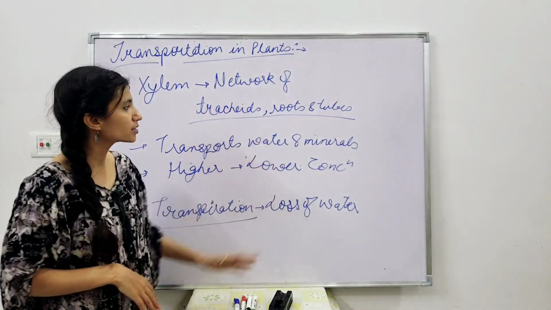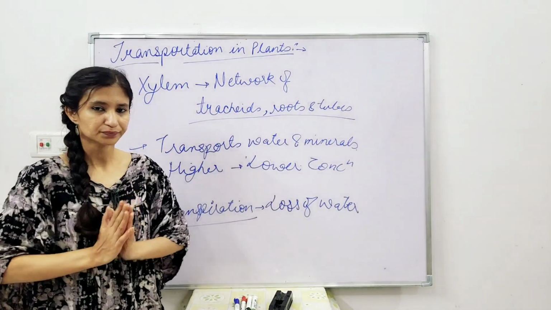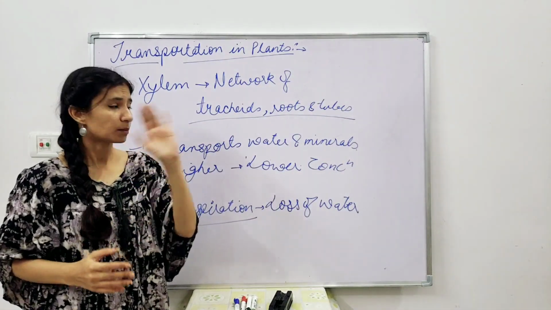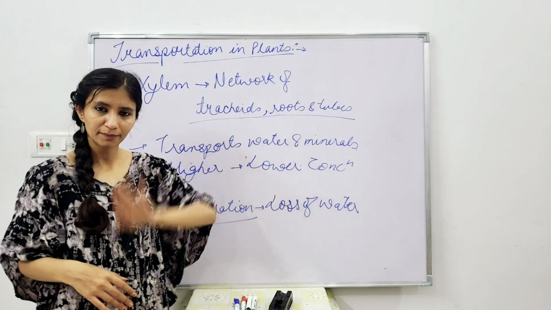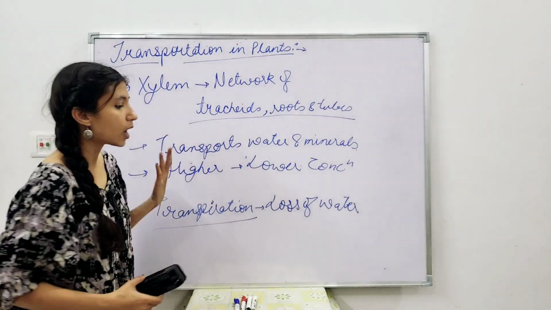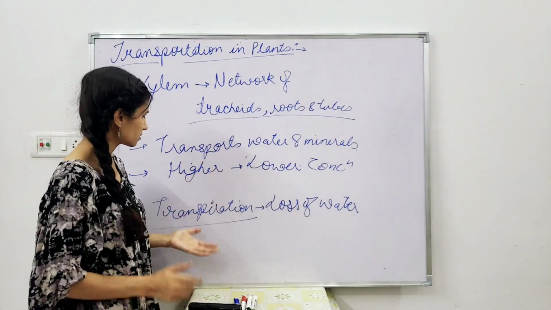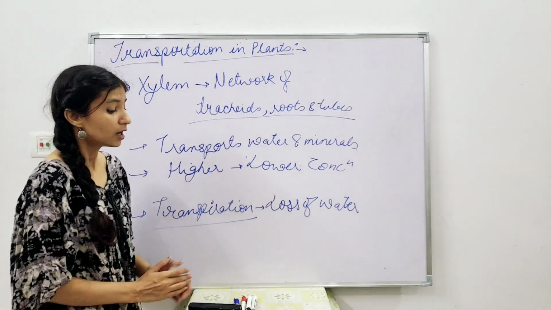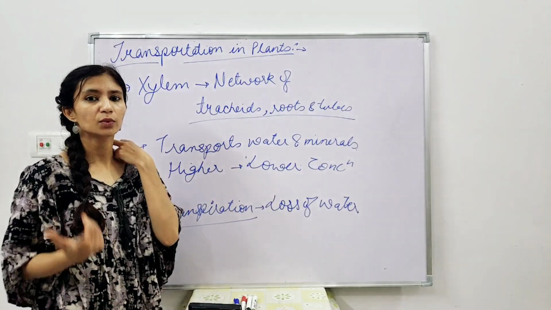Okay, so that is how the xylem transports the water and the minerals along with the water to the whole part of the plant. So that is talking about the xylem. What about the phloem? These are the two ways through which the water is being transported. But what about the phloem? What happens with the phloem?